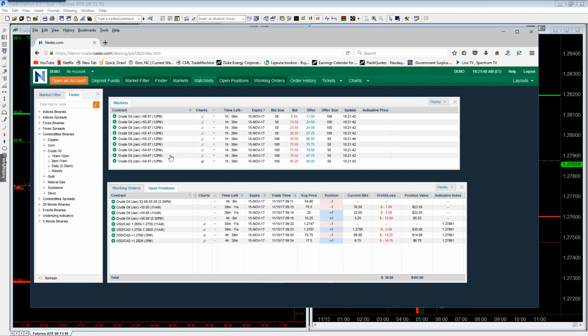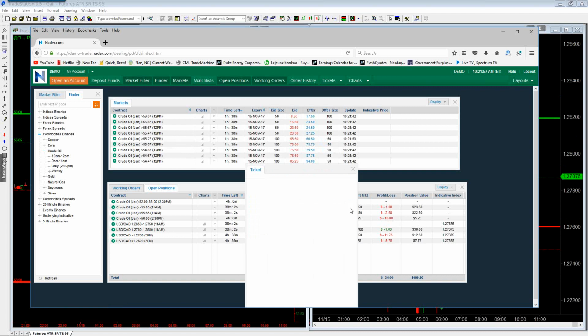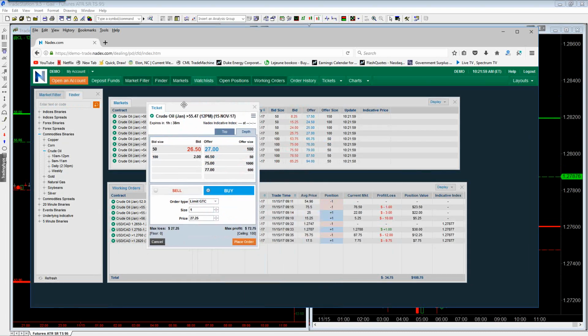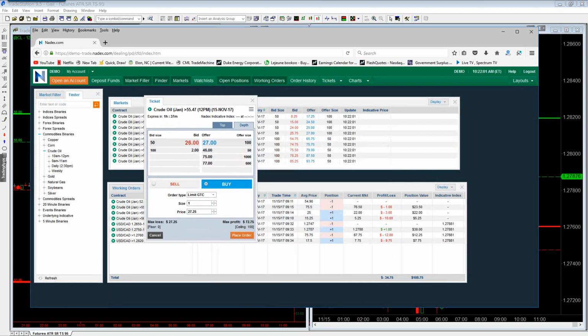That's not the only one. You could do the 27.25 at 55.47. Okay, what would your risk be on that one? Again, if you open the ticket, it tells you right here you're going to risk 27.25 to potentially make 72.75 if crude is above 55.47 by noon.